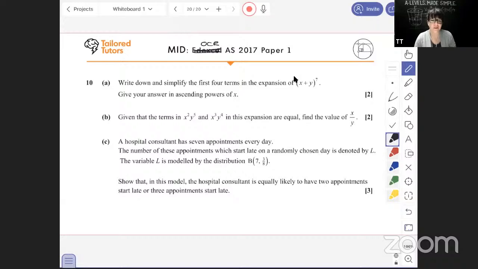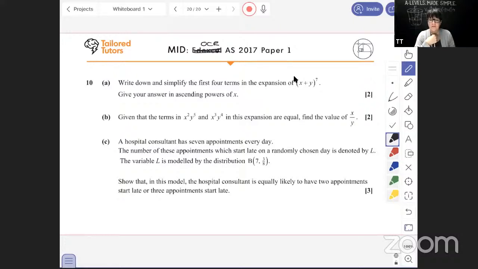The hospital consultant has 7 appointments. Okay, so that's seven trials. So binomial is like you keep doing a trial and then the success or failure. And the number of appointments which start late on a randomly chosen day is L. Right, so L is the number that start late. So success is being late in this case. And the chance of being late is 3/8. And we're going to do 7 days.